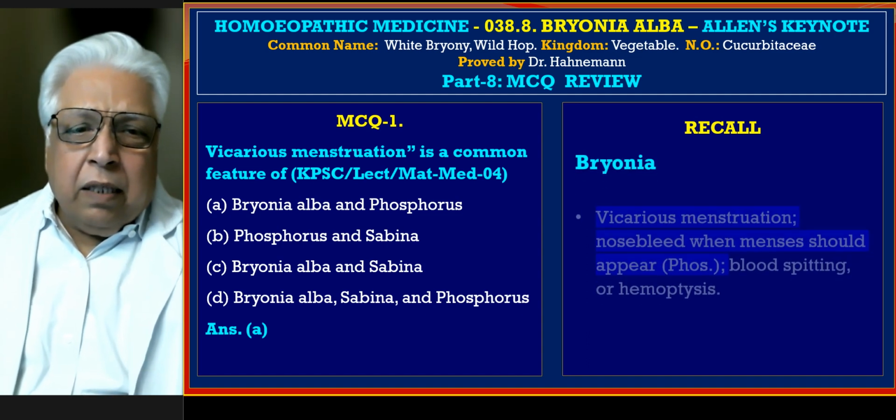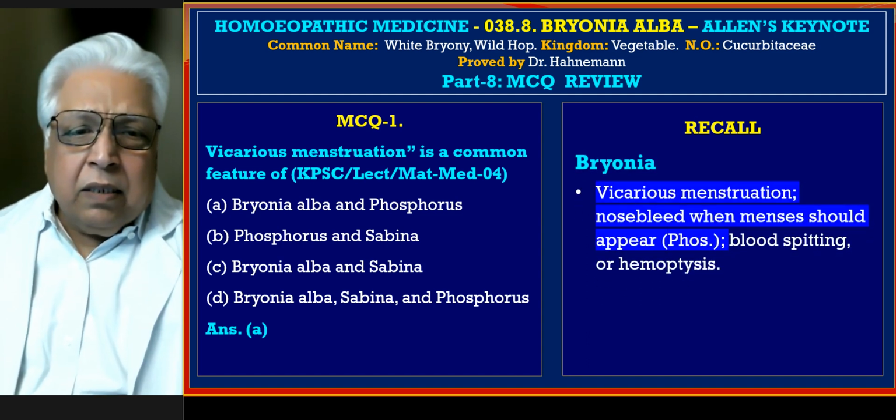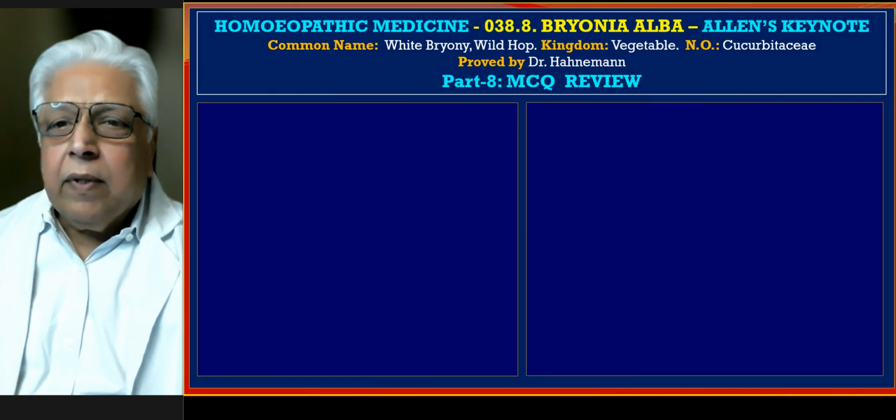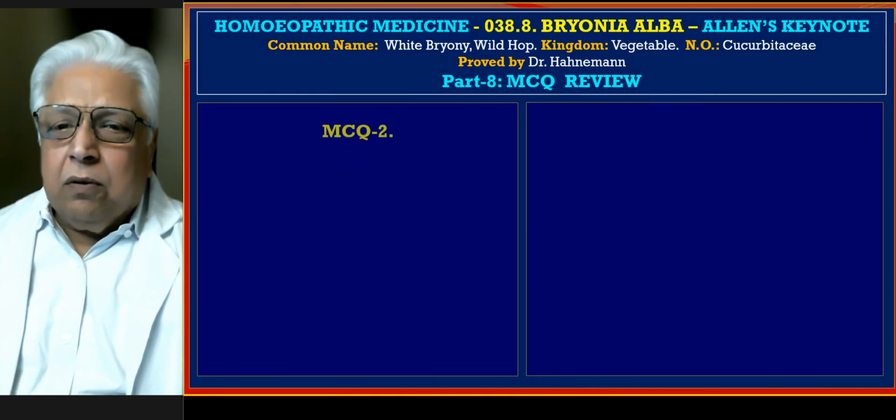We'll see Bryonia and here we find the information: vicarious menstruation, nosebleed when menses should appear, and we have phosphorus along with this. This reference is coming from Allen's Keynote. We'll go to MCQ 2.